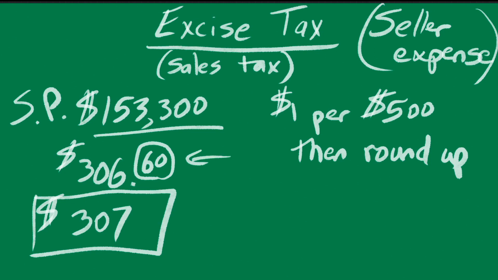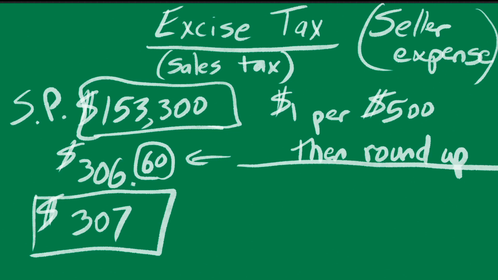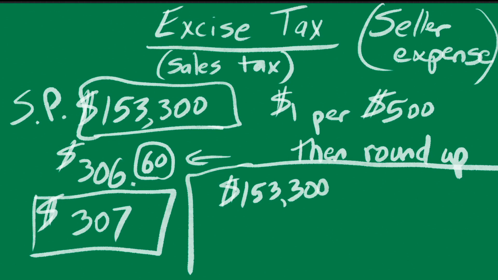There are two ways to calculate excise tax. This is one way. The other way is to do the rounding before you divide by 500. So let's look at that right down here in the corner. The other way is this: take that $153,300 and round it up to the next higher $500 increment.